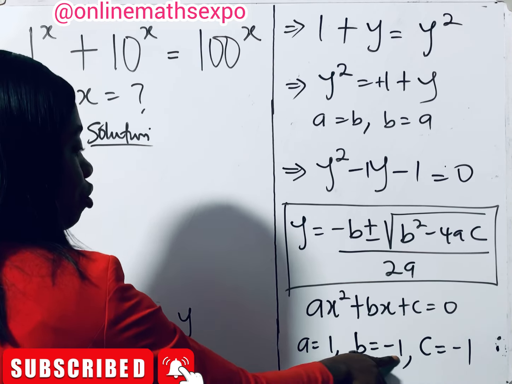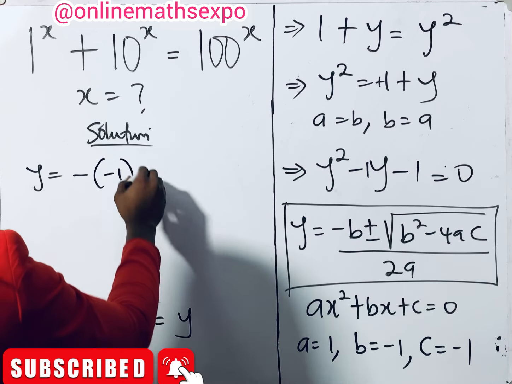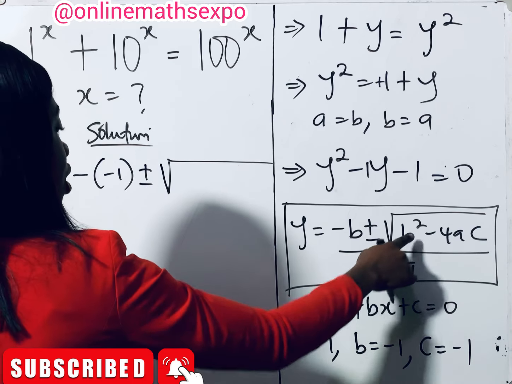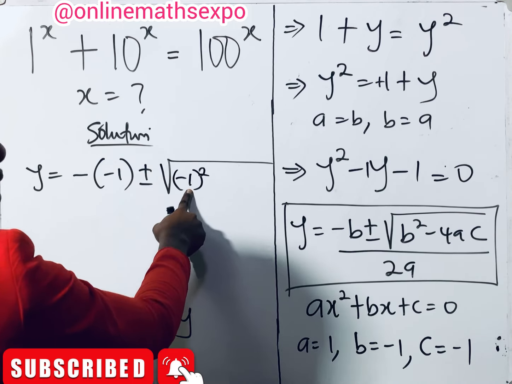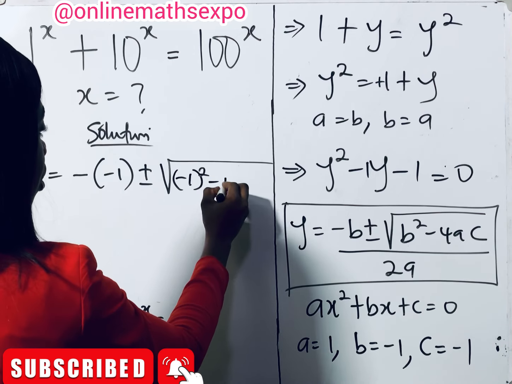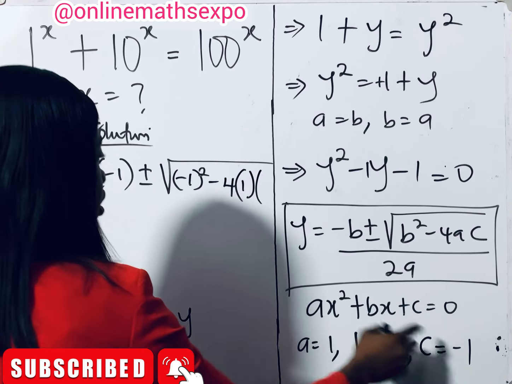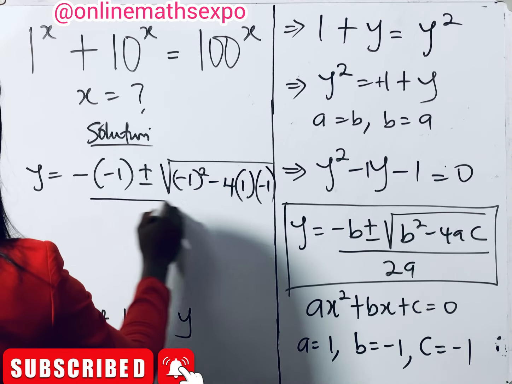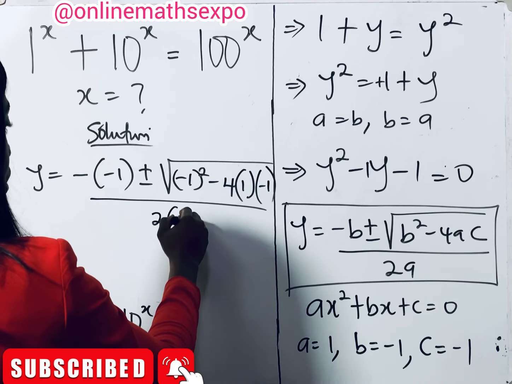Our b is negative 1, remember, so we're going to put it in a bracket. Then bring down plus or minus square root of your b, which is -1. So you have -1 raised to the power of 2 like this. Okay, then -4, your a is 1 and your c is -1. I hope you are seeing it. Now what do we do? Divide this by 2 times a, our a is 1.